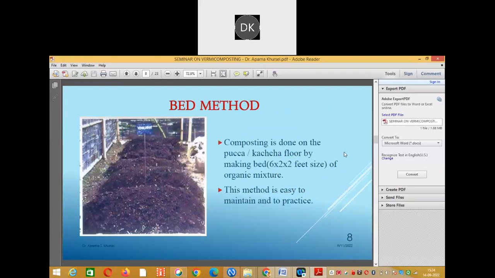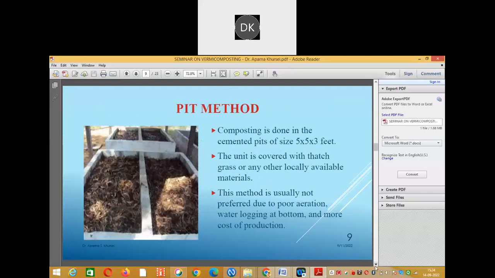Now, what is the bed method? In this method, composting is done on kacha and pakka floor, and this method is very easy to maintain and practice. Next. In the pit method, composting is done in a cemented pit and the whole unit is covered with the raw materials. This method is usually not preferred because of the poor aeration and water logging problem we have seen at the bottom, and it is also very costly to prepare a pit. So it is a little bit costly as compared to the bed method.